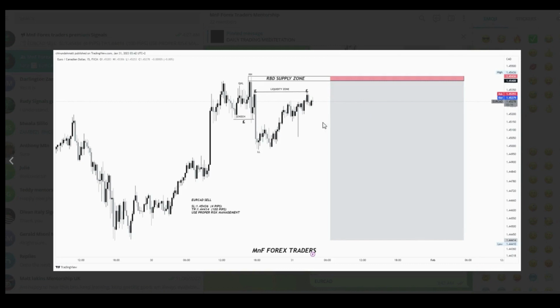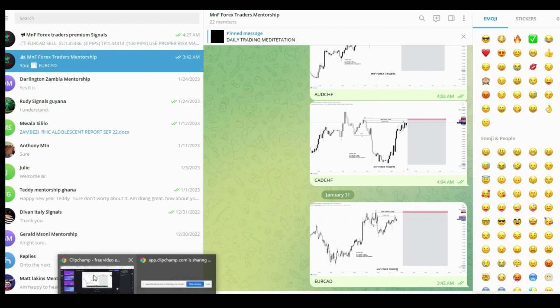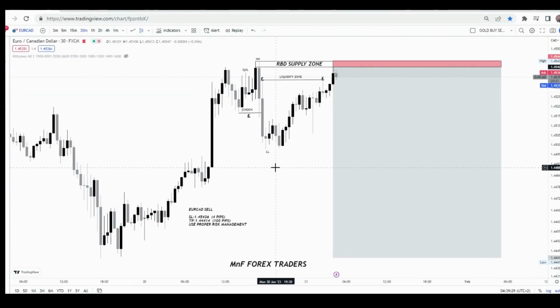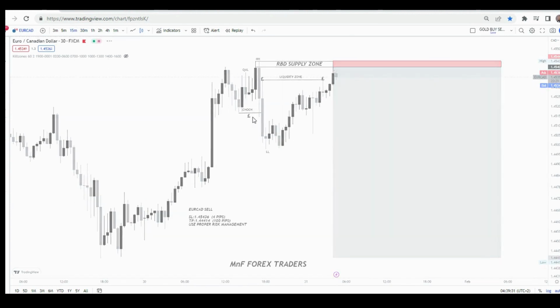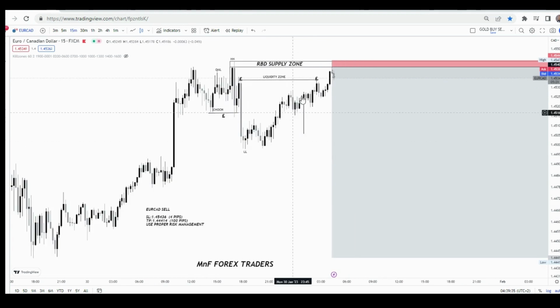So what ended up happening was that I was just waiting for price to come here, and then a few minutes later, this is what happened. Now the market has actually come to my level right here. Okay, the market has come to my level, and guess what?